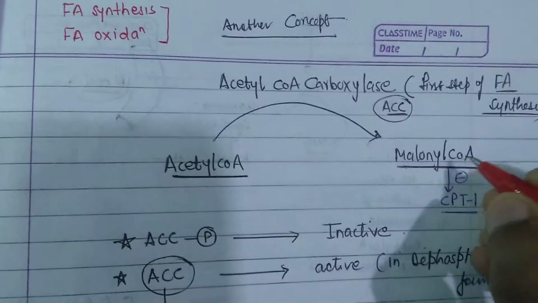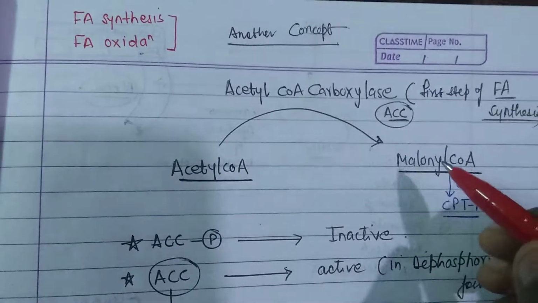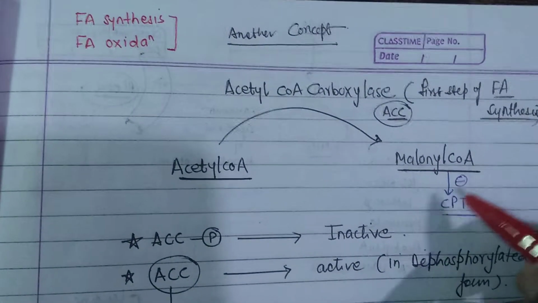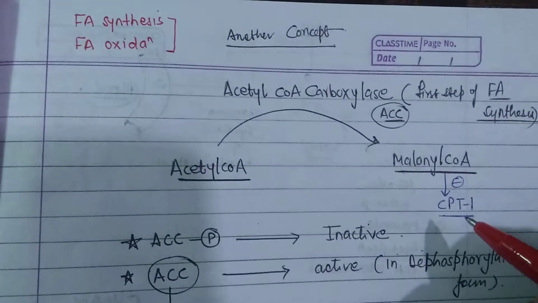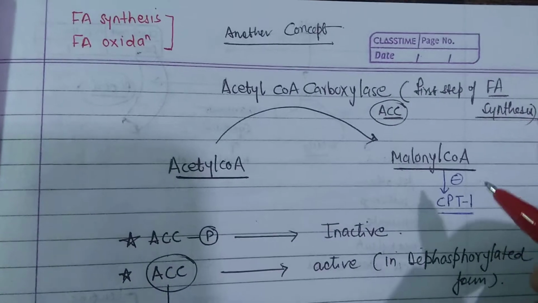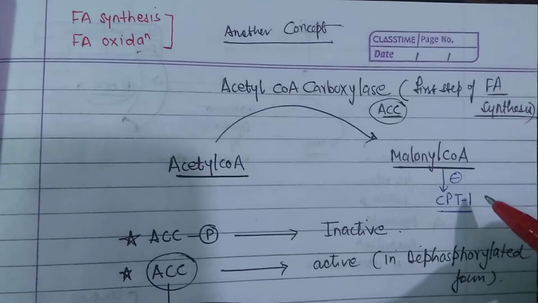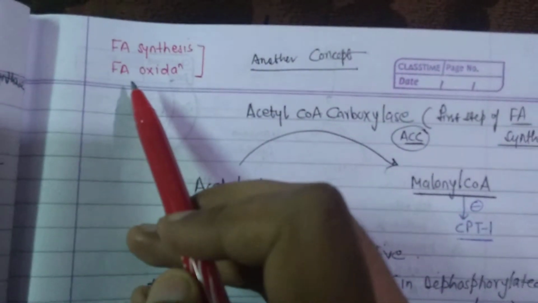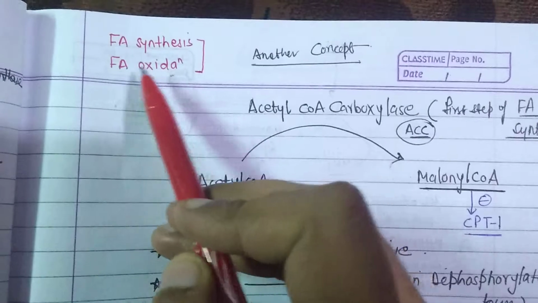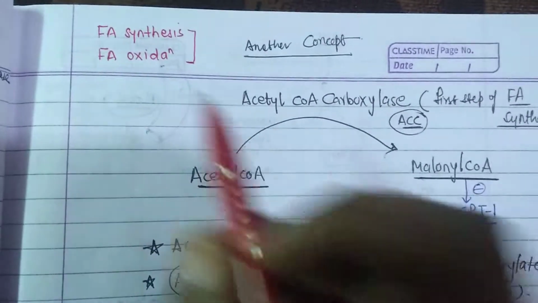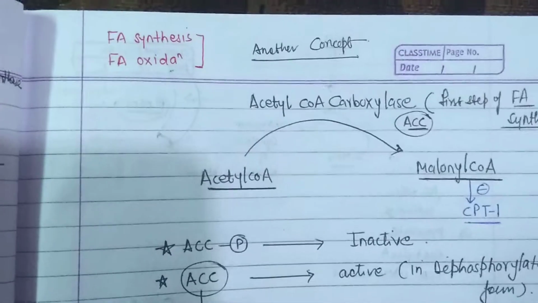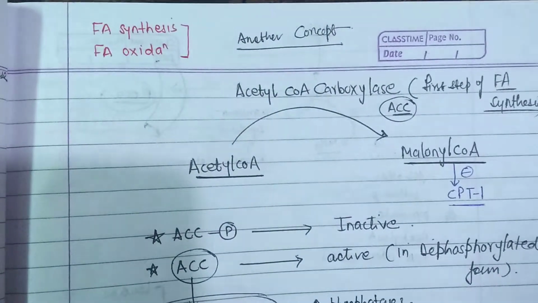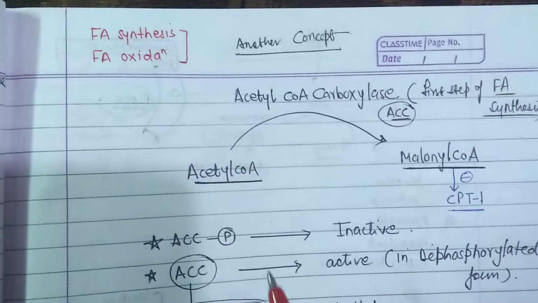Now, the important thing to understand is that malonyl CoA inhibits CPT1. Now, what is CPT1? CPT1 is the carnitine palmitoyl transferase 1 enzyme. Remember this thing, CPT1 has a role in fatty acid oxidation. CPT1 is an enzyme of fatty acid oxidation. It helps in entry of fatty acids into the mitochondria for fatty acid oxidation.